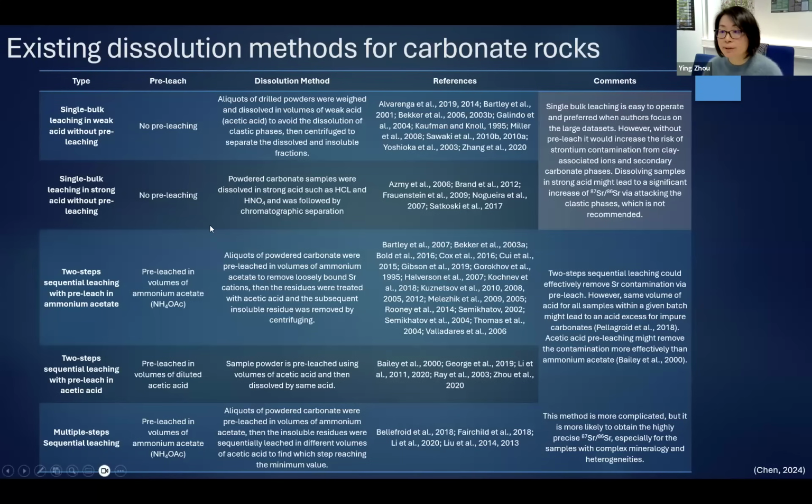Here we can see we have a single leaching method with weak or strong acid, without pre-leach or pre-wash, and we have two-step sequential leaching with pre-leach or without. And our conclusion is that multiple steps of sequential leaching with pre-wash is probably the best, most likely to obtain the better representative strontium isotope value of carbonate.